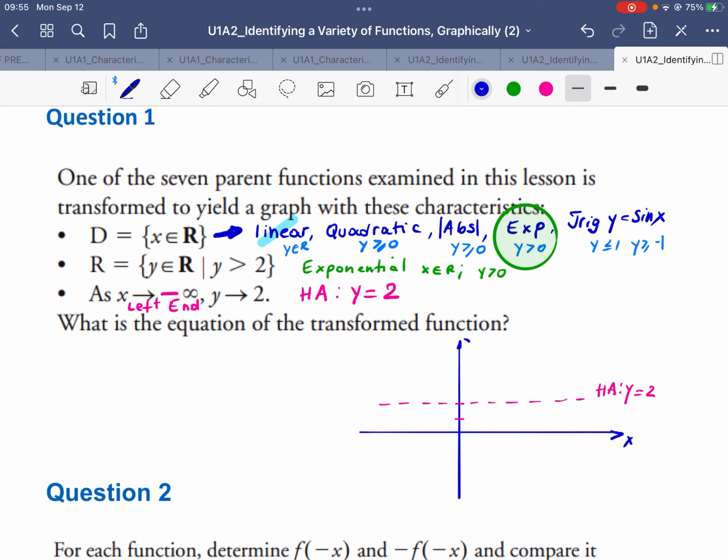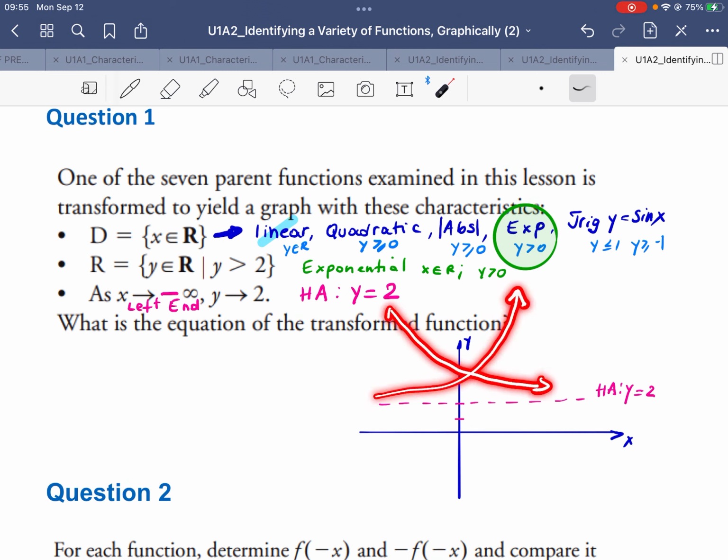This is the x and the y axis, and we know that the y values must be bigger than 2, which tells us that the graph of this function must be above the horizontal asymptote. So it's an exponential above y equals 2. And remember that an exponential above y equals 2 can either go this way or this way around.